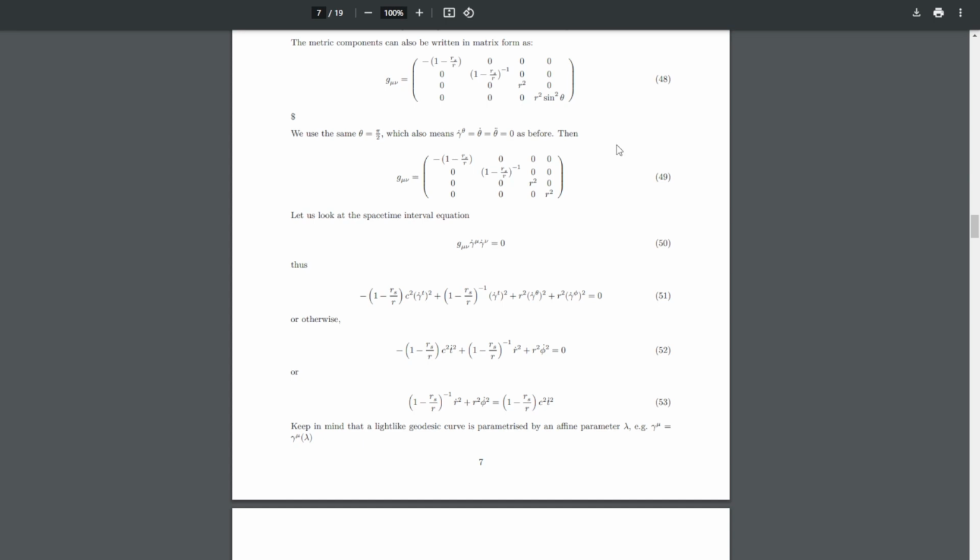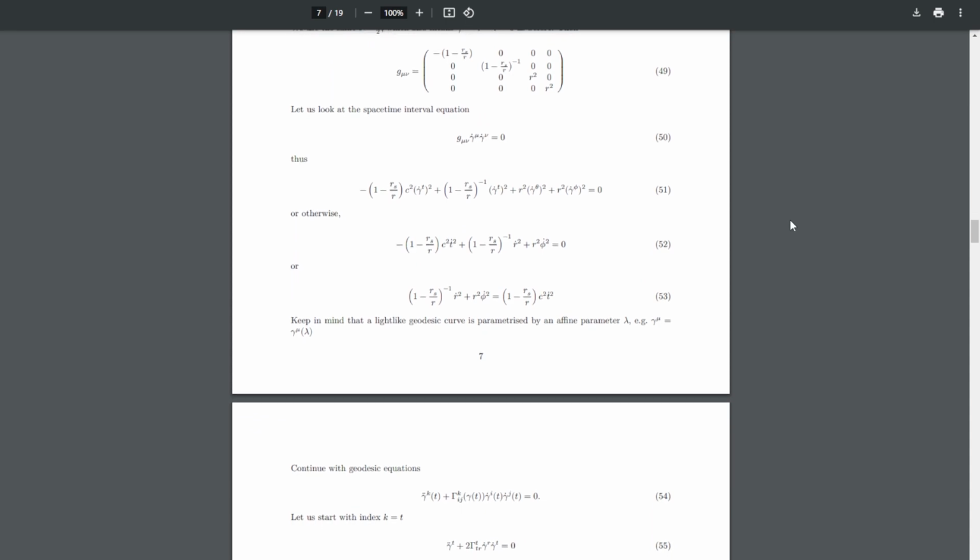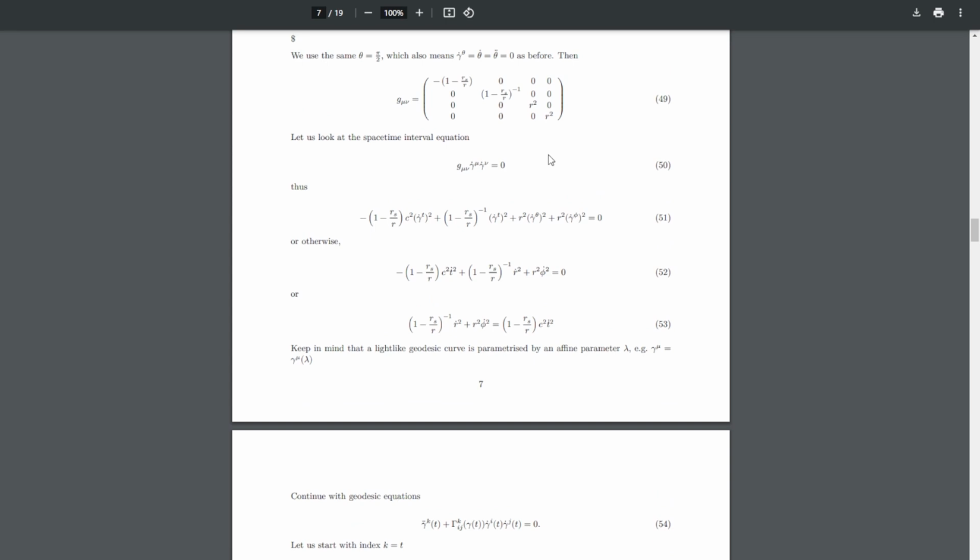Okay, so next up we chose the equatorial plane, theta equals pi by 2, and our metric also simplifies. We only have a dependency on the radial coordinate r. Then the space-time interval equation is written here. g_mu_nu gamma dot mu gamma dot nu equals 0, where gamma is actually the curve described by the photon through space-time. And this is another way to write, of course, the interval equation.